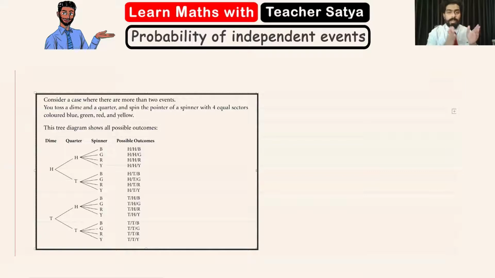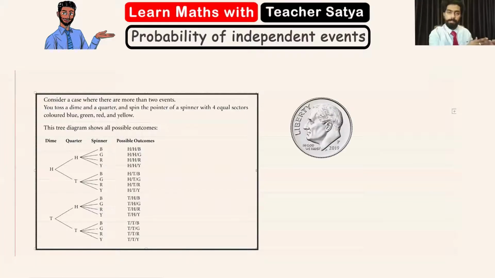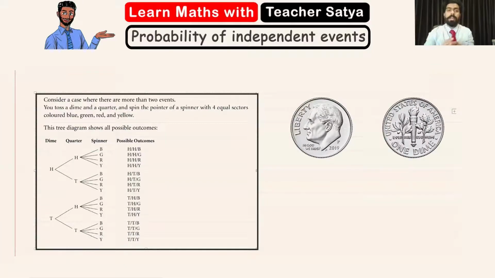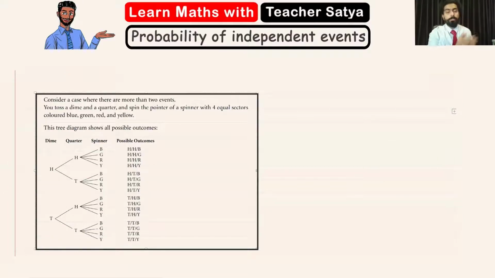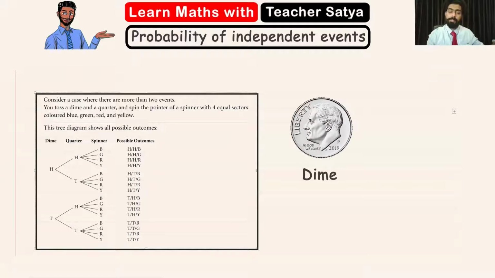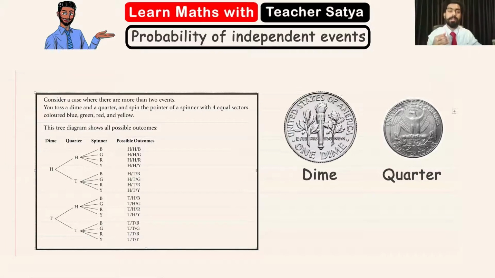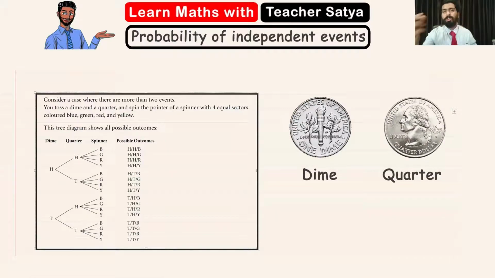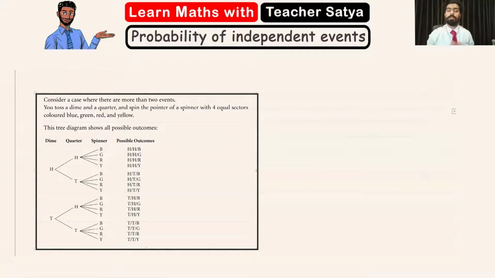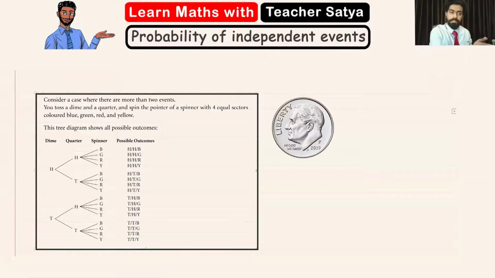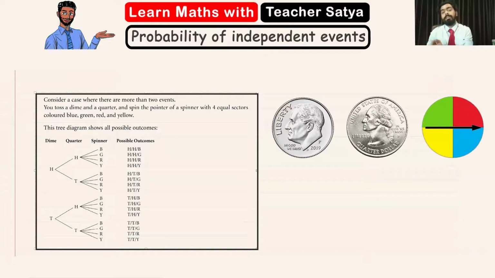If we take a look at the dime, there are 2 possible outcomes when we toss a dime. It can either be a head or a tail. After the dime, I am going to toss a quarter, and the possible outcomes are also heads and tails, right, guys? So when I get a head on the dime, I can also get a head or a tail from the quarter. Similarly, when I get a tail on the dime, I can also get a head or a tail on the quarter. Finally, the spinner has 4 possible outcomes: blue, green, red, and yellow. So if I get a head on the dime and a head on the quarter, it can come blue, green, red, or yellow when I spin the spinner, right, guys?